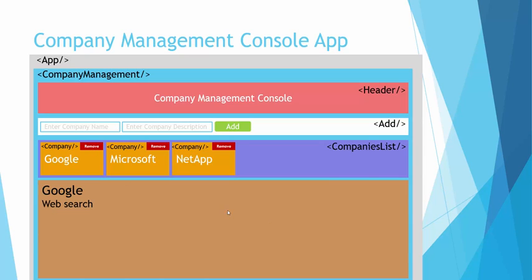And finally we will have a component called company details, which will list the details as and when we click the company in this list. Alright, so let's go ahead and create this app in React.